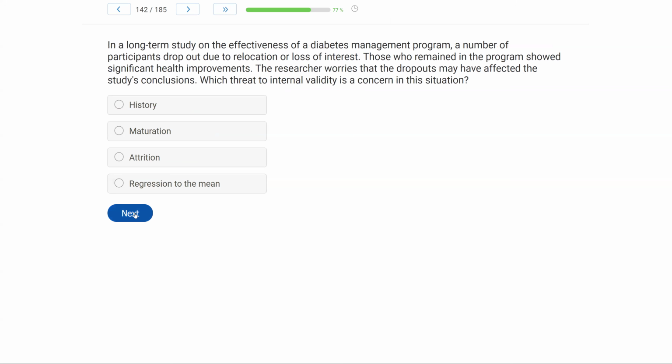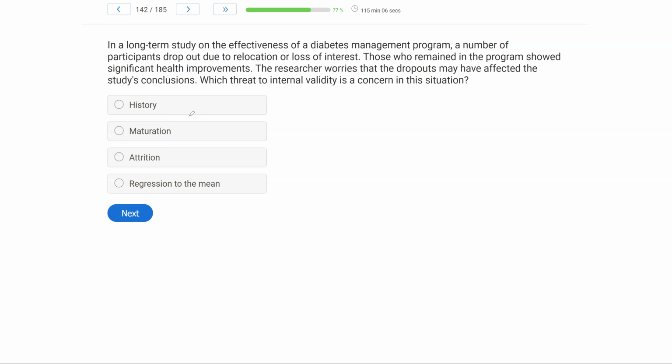In a long-term study on the effectiveness of a diabetes management program, a number of participants dropped out due to relocation or loss of interest. Those who remained in the program showed significant health improvements. The researcher worries that the dropouts may have affected the study's conclusions. What threat to internal validity is a concern in this situation?